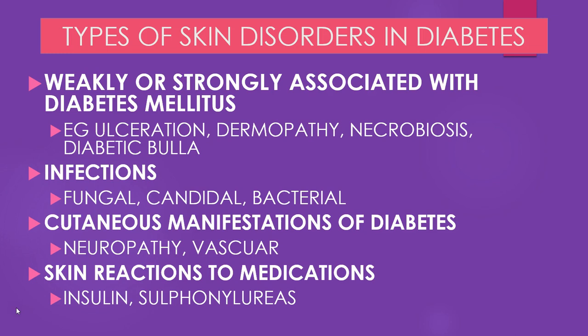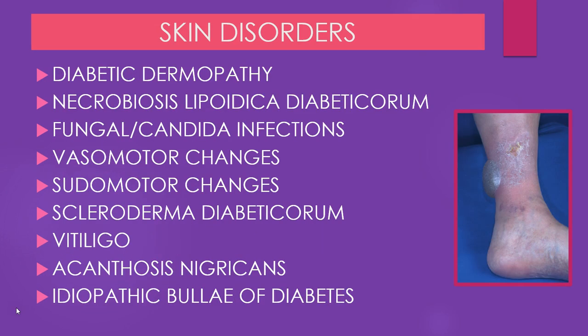And we have various types of skin disorders in the diabetic patient. We have some that are associated either weakly or strongly with diabetes, such as ulceration, diabetic bulla, necrobiosis, diabetic dermopathy. We have increased incidence of infections, including fungal and bacterial infections, as well as candidal infections. We have the manifestations of diabetic neuropathy, as well as manifestations in the skin of diabetic vascular disease, and occasionally we have skin reactions to topical or systemic medications.